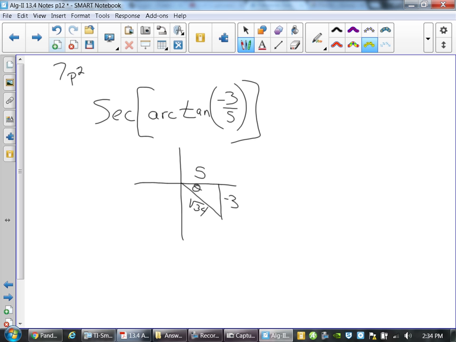Right. There you are. And then the secant, what would be the secant? The reciprocal of cosine. So instead of being 5 over root 34, it's root 34 over? Yeah, root 34 over 5.